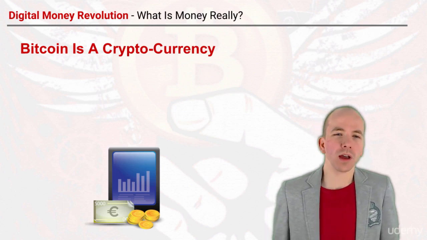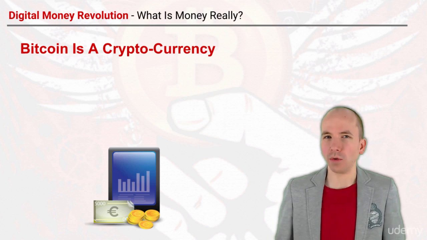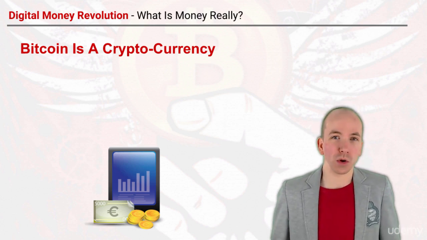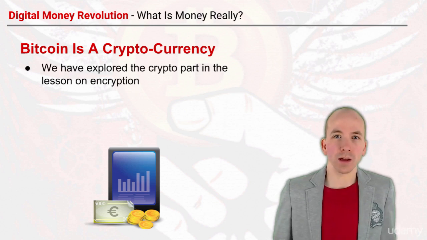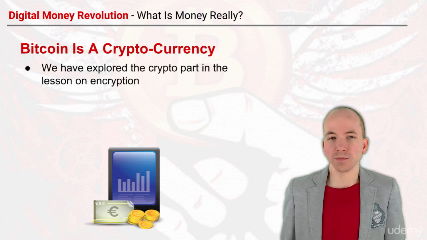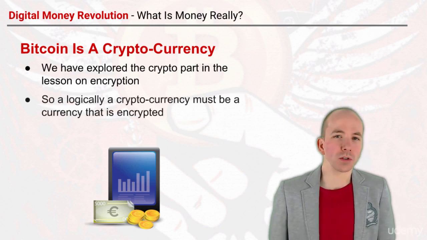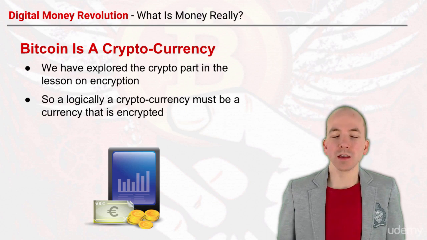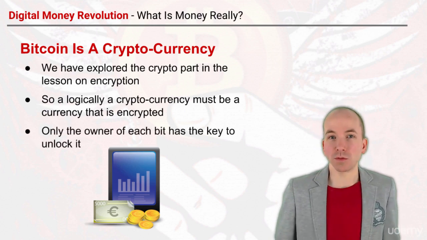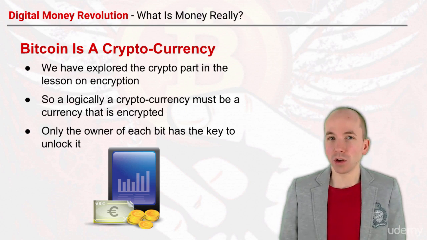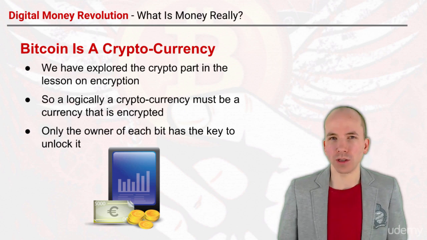So we call Bitcoin a cryptocurrency. This is a new phrase that people have started to throw around, and there's now a lot of different cryptocurrencies. We've explored the fact that the crypto part is the cryptography, which we covered in the lesson on encryption. So, logically, a cryptocurrency must be a currency that's encrypted, and only the owner of each bit of currency has the key to unlock it. And when we get to Bitcoin wallets, we're going to look at that a bit more closely.